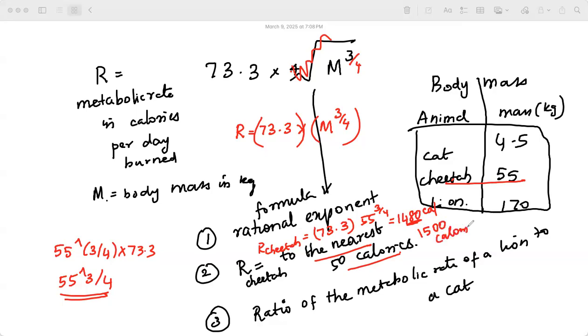Any questions? The third one, ratio of the metabolic rate of a lion to a cat. This one I want somebody to say, please.